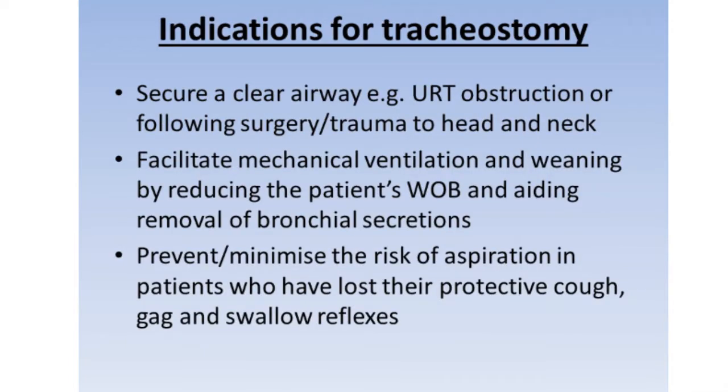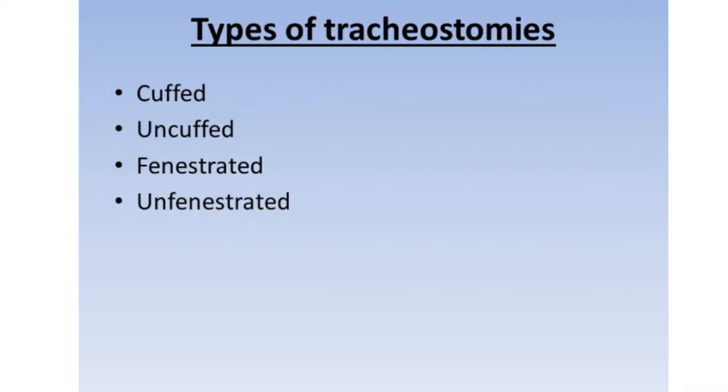So the indications for a tracheostomy then: to secure a clear airway, so example in an upper respiratory tract obstruction or following surgery, trauma to head and neck; to facilitate mechanical ventilation and weaning by reducing the patient's work of breathing and aiding removal of bronchial secretions; and to minimise the risk of aspiration in patients who have lost their protective cough, gag and swallow reflexes. So we have 4 different types of tracheostomies. We have the cuffed, uncuffed, fenestrated and unfenestrated, and again these will be shown in the practical demonstration.